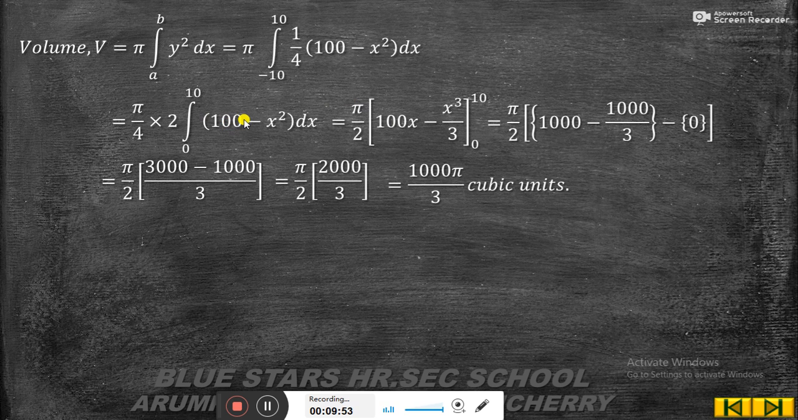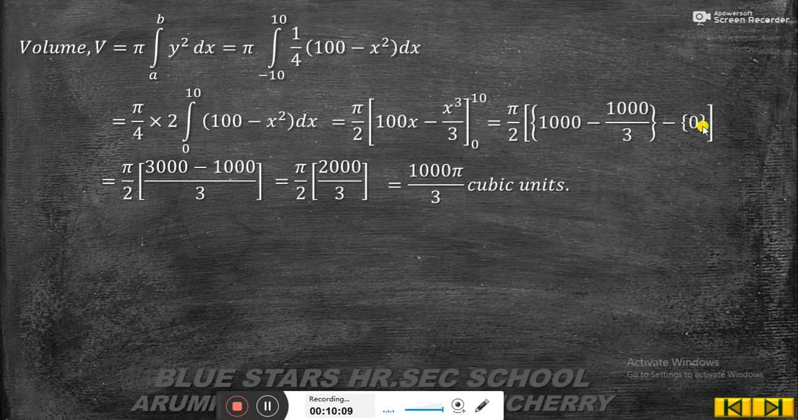The integration of 100 is 100x minus the integration of x square, which is x cube by 3. We apply the limit 0 to 10. So the next step, pi by 2 into 100 into x value 10, so 100 into 10 is 1000, minus 10 cube, which is 1000 by 3.